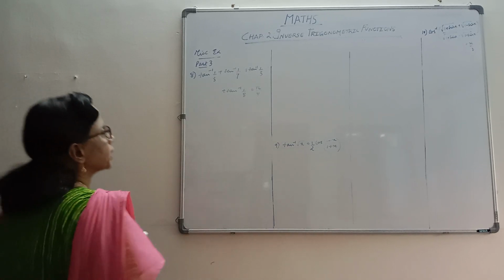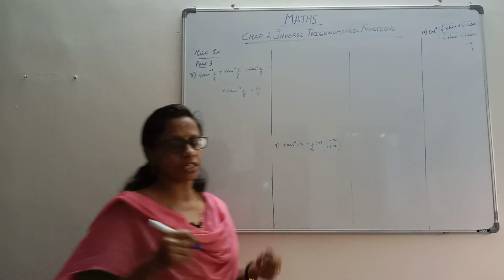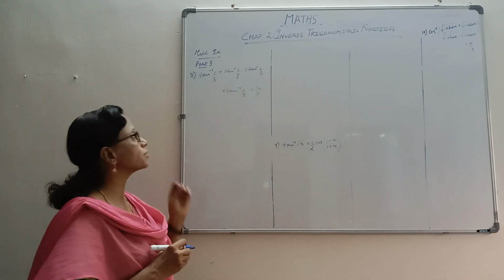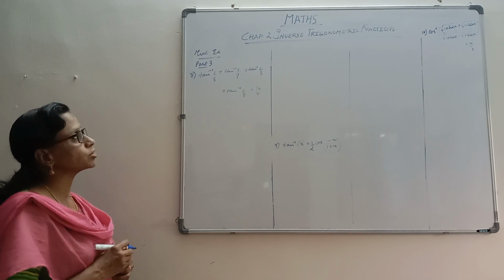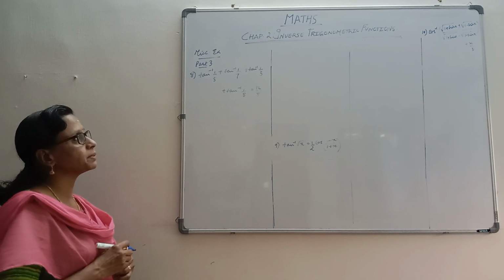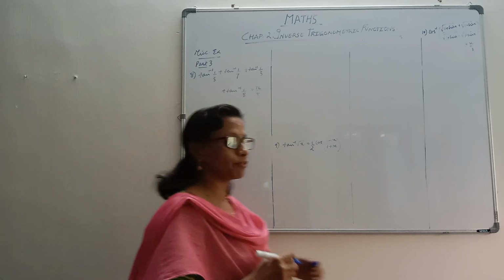Hello folks, we come to part 3 of the miscellaneous exercise, and let's continue with the problems that we were doing. The 8th problem says that tan inverse of 1 by 5 plus tan inverse of 1 by 7 plus tan inverse of 1 by 3 plus tan inverse of 1 by 8 equals pi by 4. You have to show it.